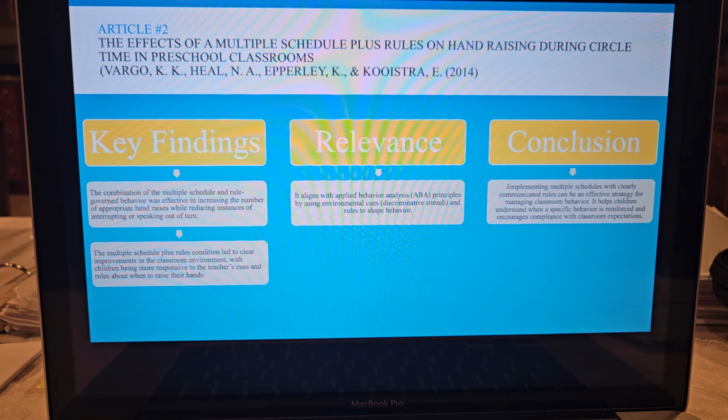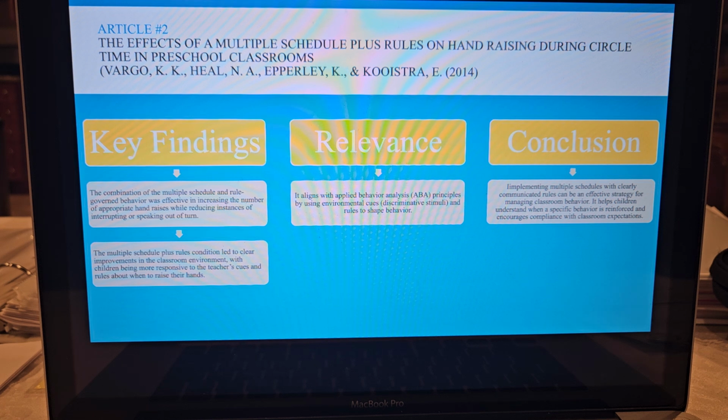The teachers applied different colored cues during circle time to signal when reinforcement, like the attention for the hand raising and the speaking, was available and when it was not. This helped the preschoolers differentiate between conditions. Explicit rules were provided to the children describing the expected behavior, hand raising, and the consequences of the appropriate and inappropriate behaviors during these periods.